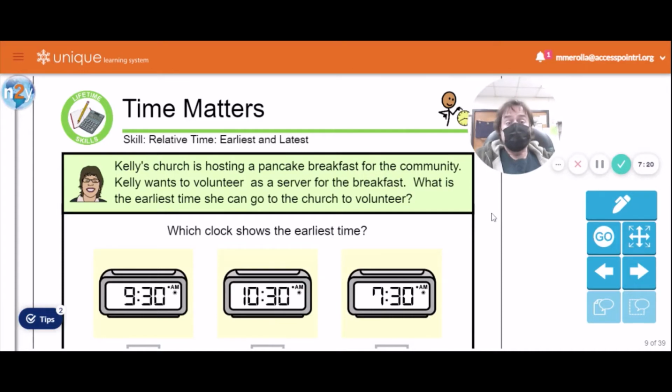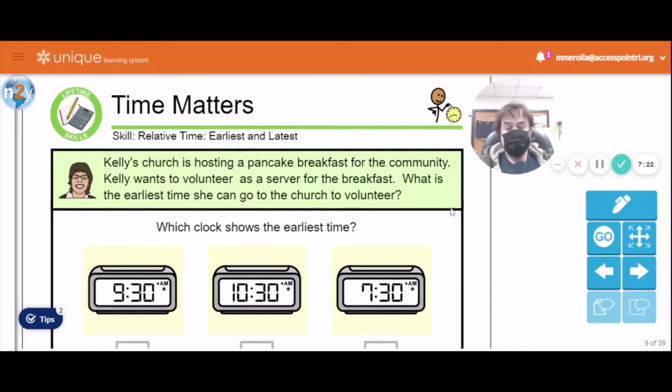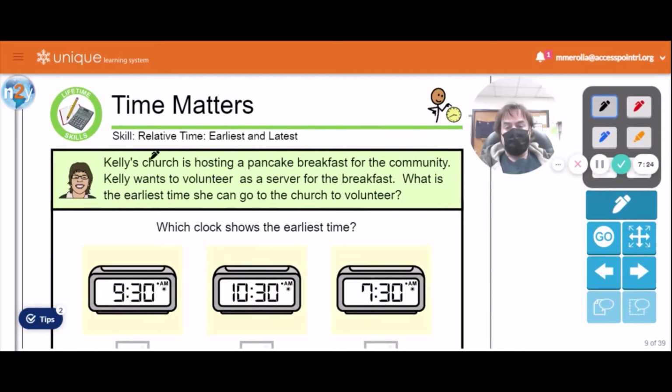Okay, now on the next page, we're going to start our scenarios, okay? Kelly's church is hosting a pancake breakfast for the community. Kelly, who's right here, wants to volunteer as a server for the breakfast. Remember server? We talked about that? That's the person who waits on tables, brings food, clears away the dishes, if need be. What is the earliest time she can go to the church as a volunteer?